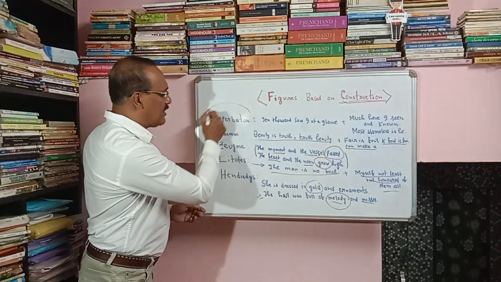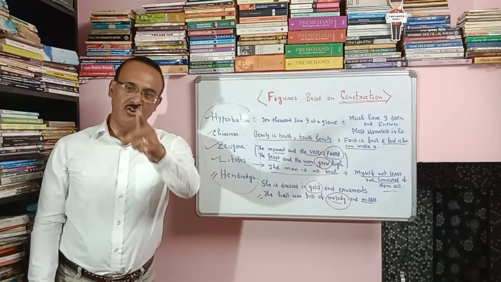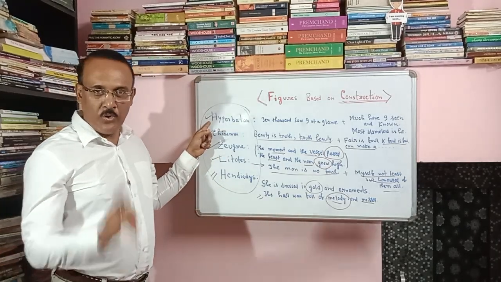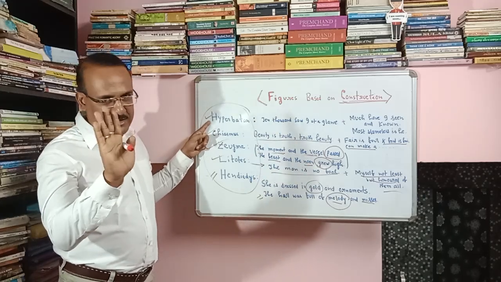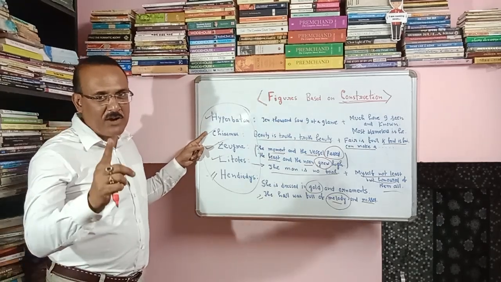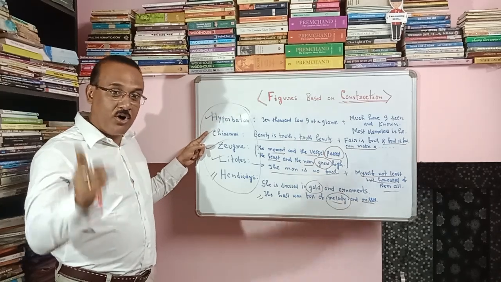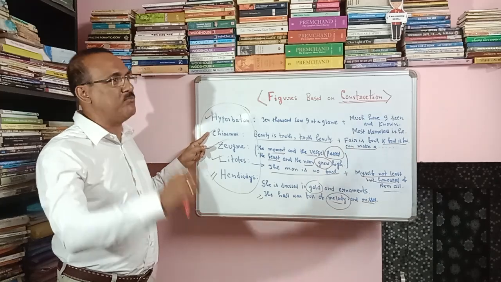So these are the 5 most important figures of speech based on construction. So first of all, hyperbaton, when the regular grammatical order is not maintained. Then comes chiasmus, when there is an inversion of the order of words or phrases when repeated or subsequently referred to in the same sentence.